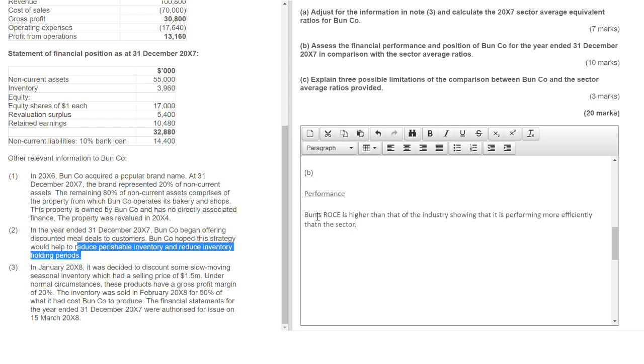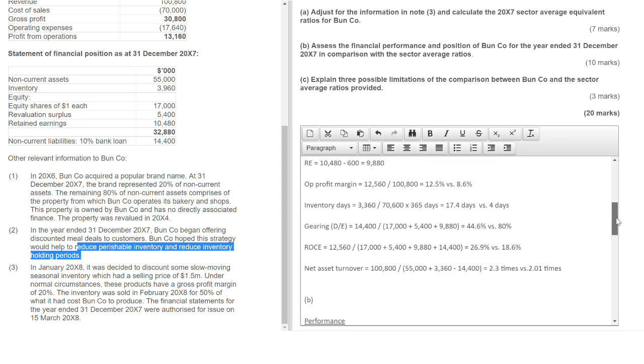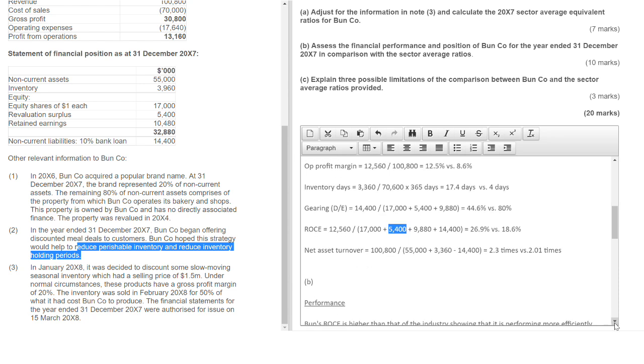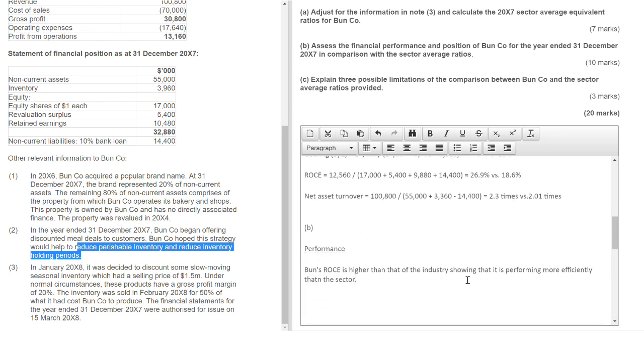Now this is maybe a surprise, how well we're performing above the industry averages. If we look at the fact that we're generating 26.9% compared to the industry's 18.6%, given that we've included this revaluation surplus of 5,400. If we were to remove that 5,400, then we would be performing even better than the industry. So let's state that. Okay.